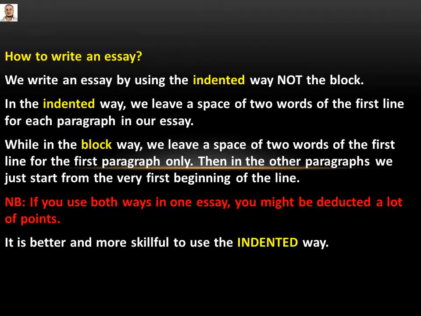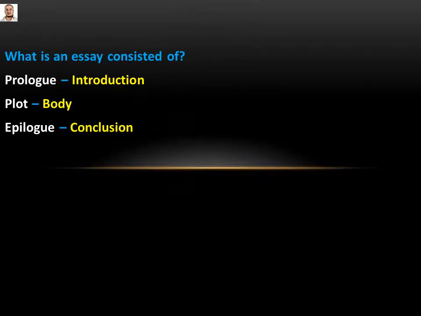Okay, let's come now to what an essay consists of. It consists of a prologue, which means an introduction, the plot, the body, and the epilogue, the conclusion. The introduction usually consists of one paragraph. The body consists of one long paragraph, two paragraphs, three paragraphs, four paragraphs, a million paragraphs. You are free. But the conclusion also consists of one paragraph. We will come to them and explain how to write them.